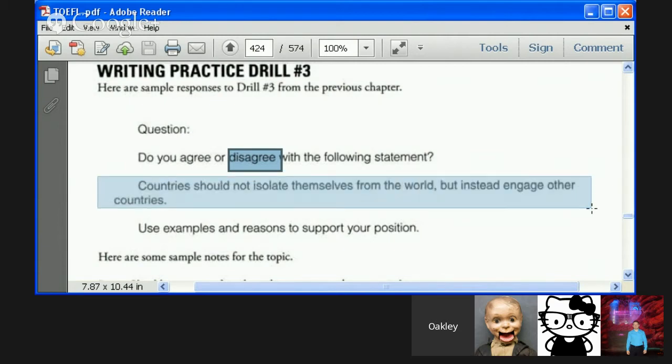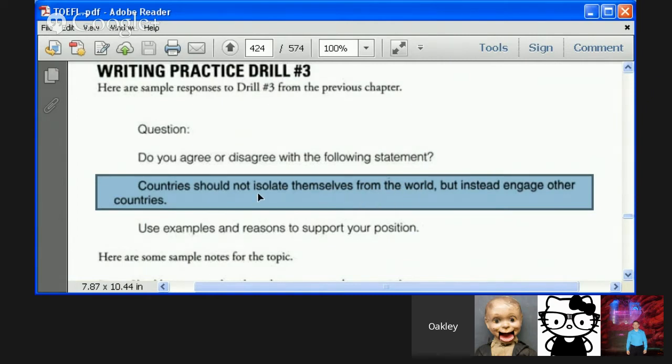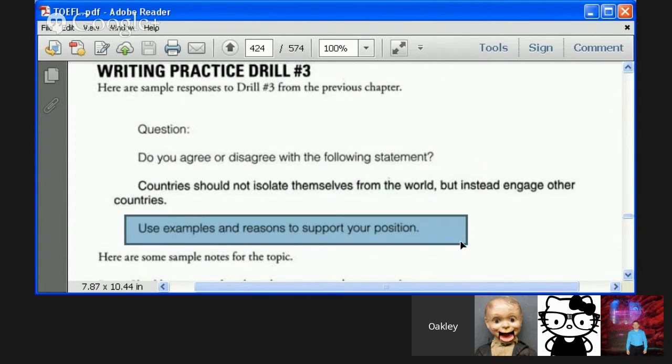So here it is. Do you agree or disagree? Countries should not isolate themselves. Countries should engage. So basically, reword the question: should countries isolate or engage? That's it. Don't forget this important part of the instructions. And in fact, this point I'm about to make is valid for every single test, and actually every aspect of the test: listening, speaking, reading, writing, whatever. Always make sure you understand the instructions and that you follow all of the instructions.